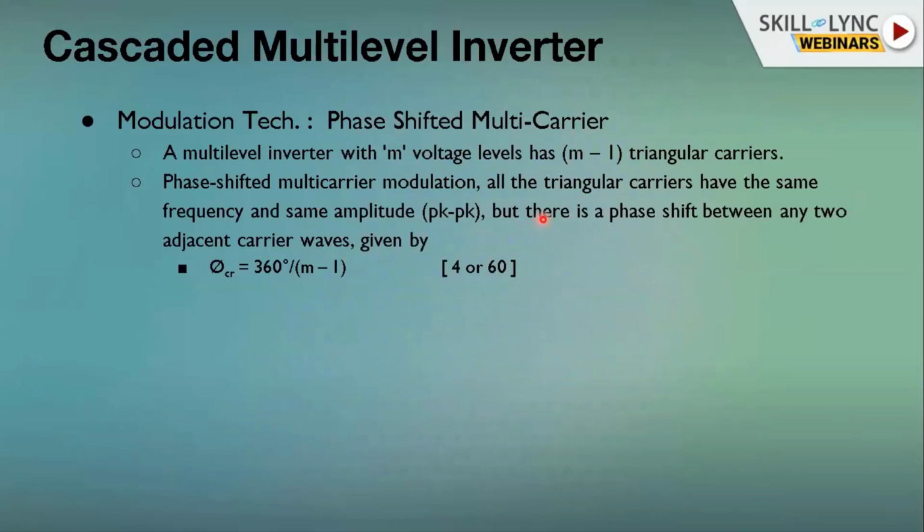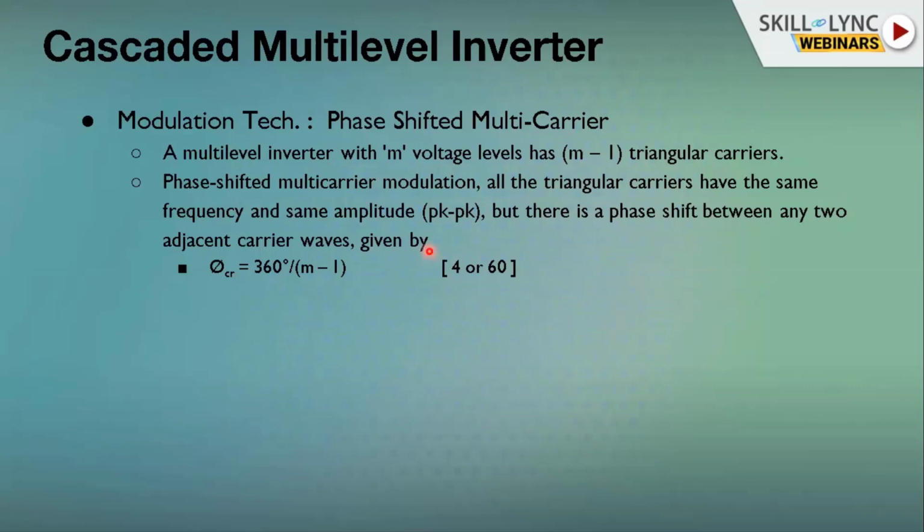Another prominent one was the selective harmonic calculation. At the end, I have a table to show you, and we'll look at that at the end. Another prominent technique is called phase shifted multi-carrier. A multi-level inverter with M voltage levels would have M-1 triangular carriers. In phase shifted multi-carrier modulation, all the triangular carriers have the same frequency and the same amplitude.